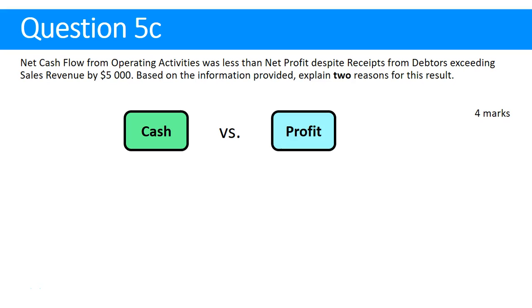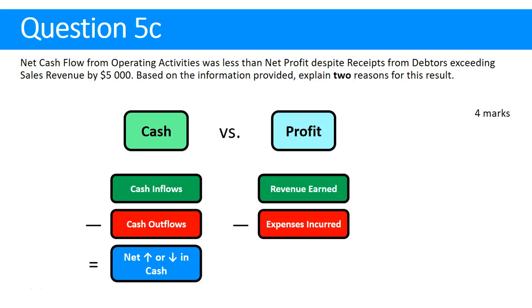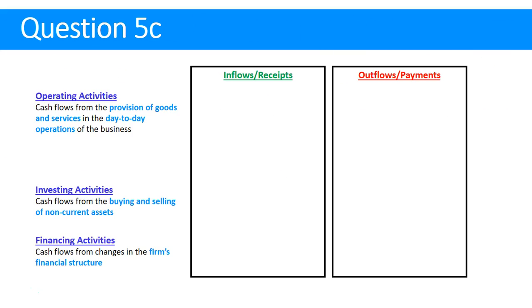So what we want to remember is that the cash balance is all the inflows that come in minus the outflows, which will give you a net increase or decrease in cash. That is different to profit, which is revenue earned less expenses incurred equals net profit. So what we're told here is that they're different figures, so how could they possibly be different?